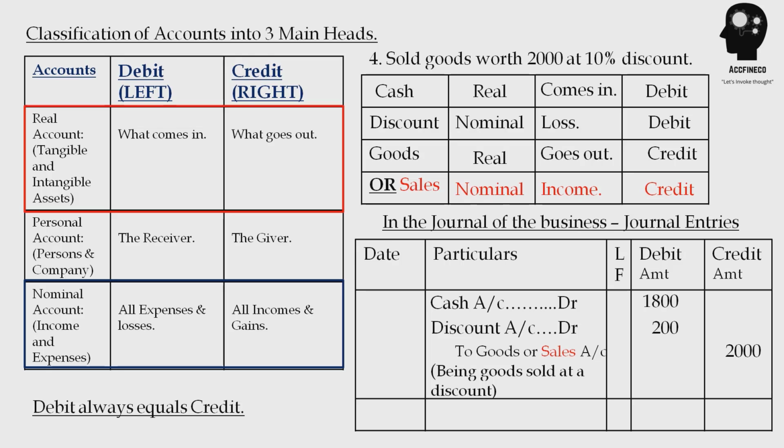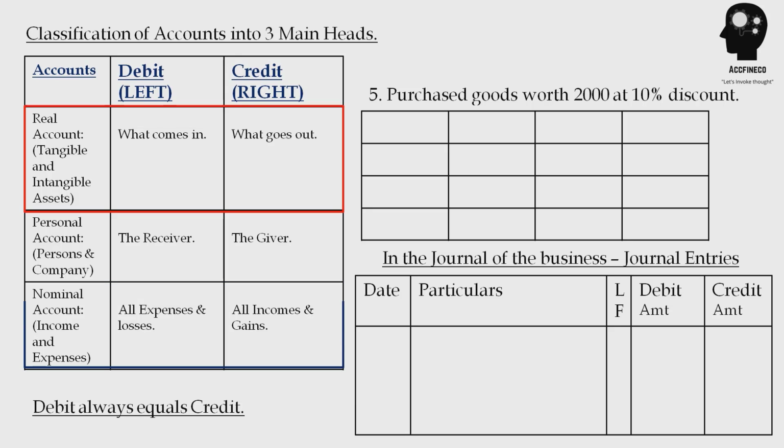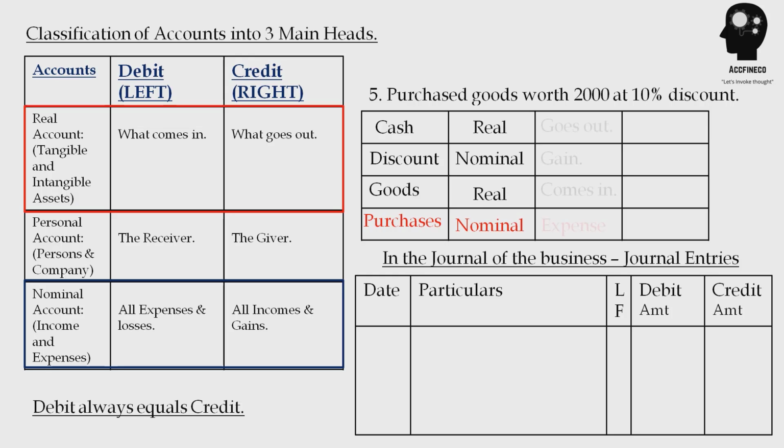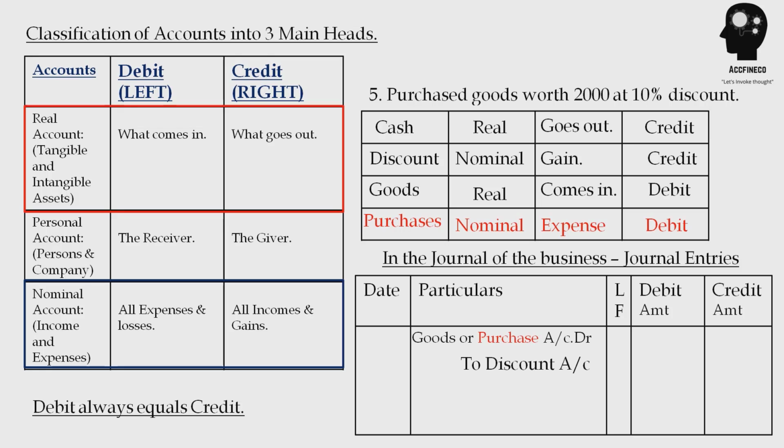Lastly, the fifth transaction, purchase goods worth 2000 at 10% discount. Can you guess which accounts are getting affected here? Yes, cash, goods or purchases, and again discount. Here discount is received, thus it is a gain. So it is under the nominal account. Cash, real account. It's going out from the business. Goods, real account, coming into the business. Or we could treat it as purchases, which is an expense. It comes under the nominal account.